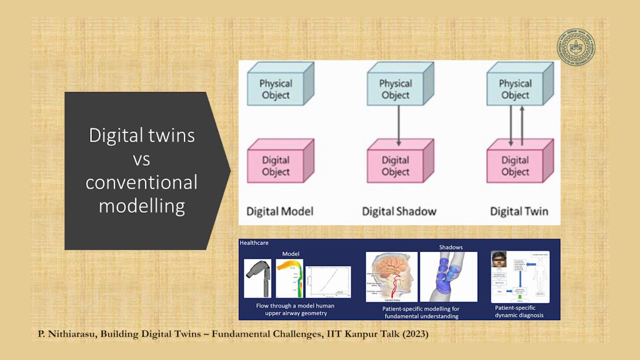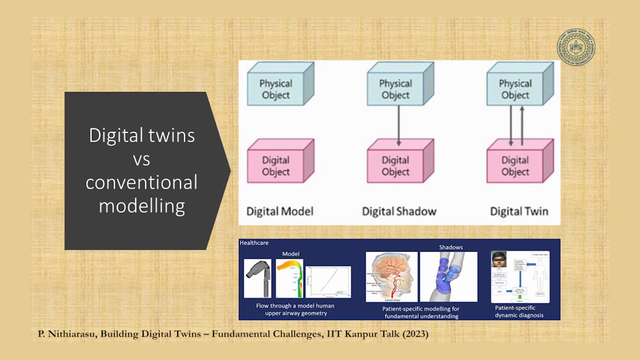A digital twin not only gets the data from the physical object, but it passes data back. So, there is two-way flow of data. That is a digital twin. That is how a digital twin varies from a digital shadow and a digital model. Everyone understands?